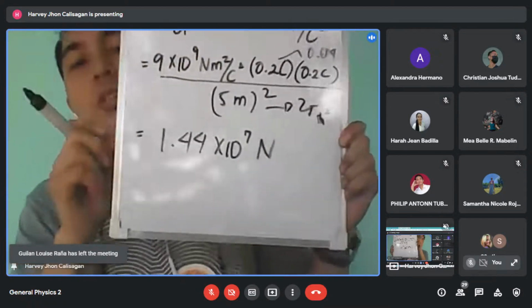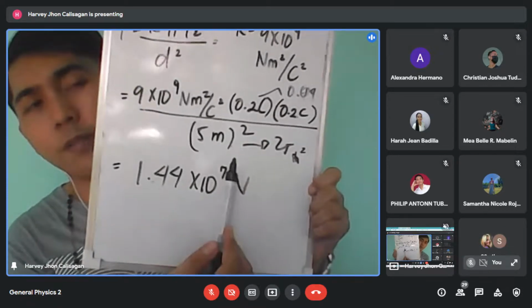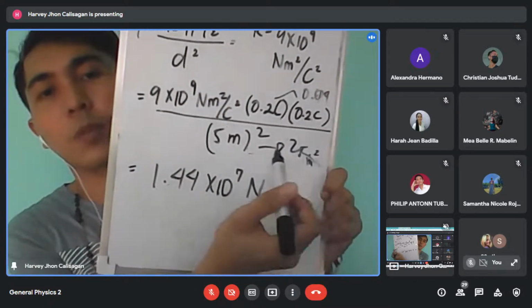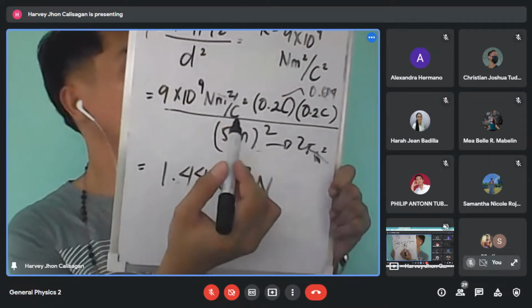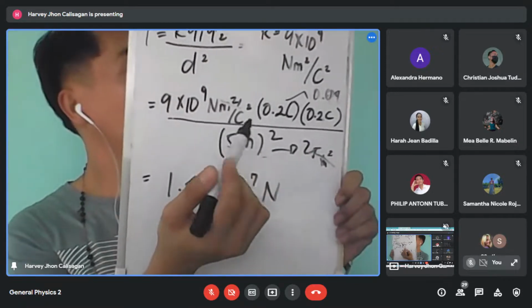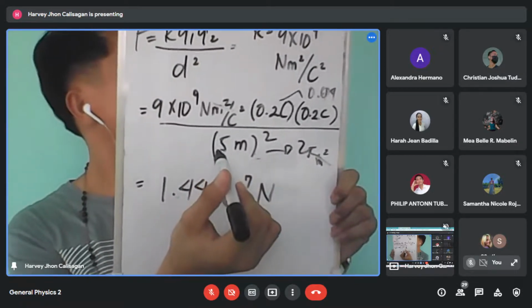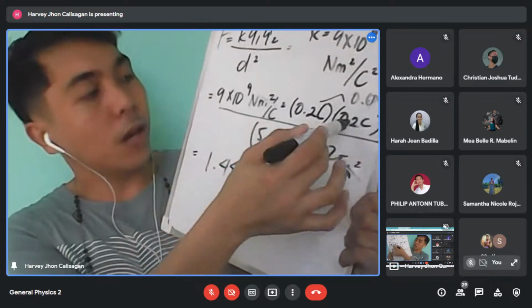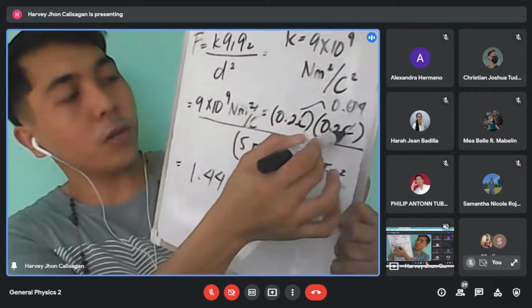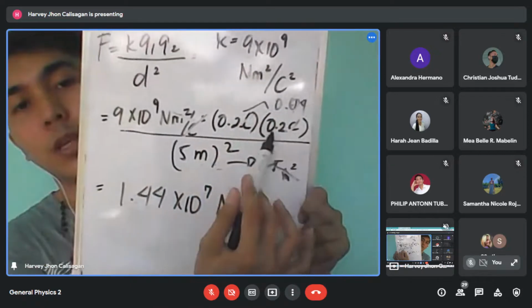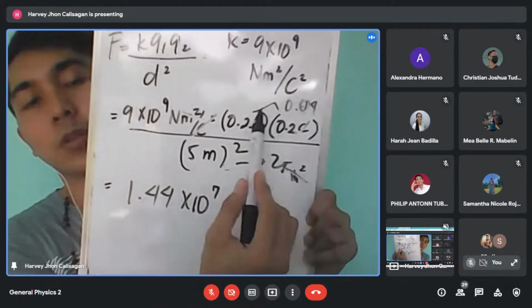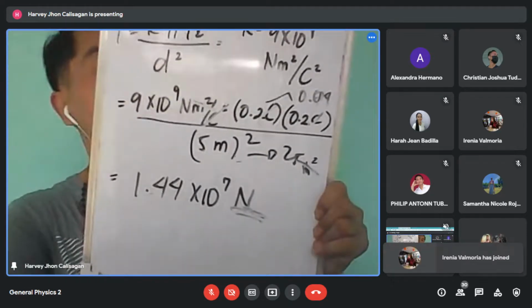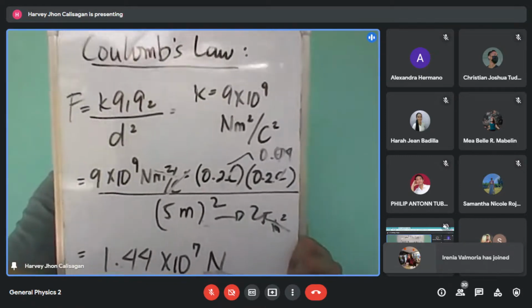So our final answer here is 1.44 times 10 to the power of 7 Newton. Okay, so we will be canceling the unit of this m squared here. And we also have to cancel our coulomb, because we have C squared if we multiply these two. So the unit is in Newton. Okay? No more questions about calculating Coulomb's law?